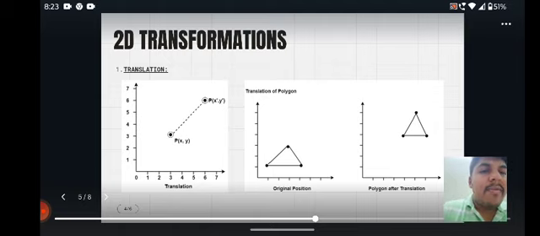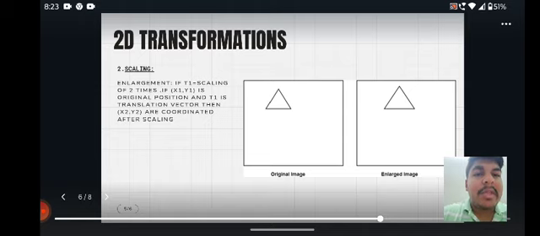Next is scaling. Scaling is nothing but enlarging or reducing the size of a diagram or figure using computer graphics. Let us take an example. If T1 is the original position specified in the first diagram, and we want to enlarge it by 2 times, where x1, y1 is the original position specifying the coordinates of the diagram, then we have to scale it by 2 to get x2, y2, and after that the enlarged image, as you can see on the right side.